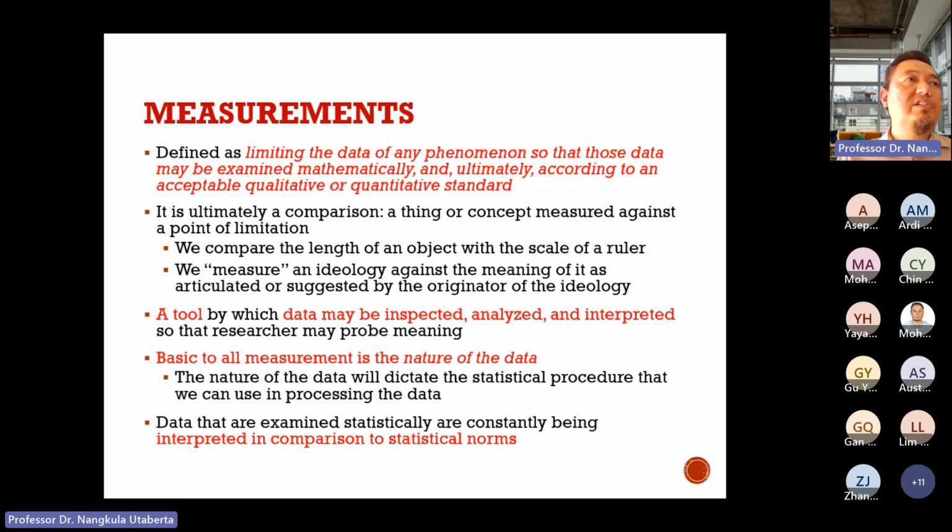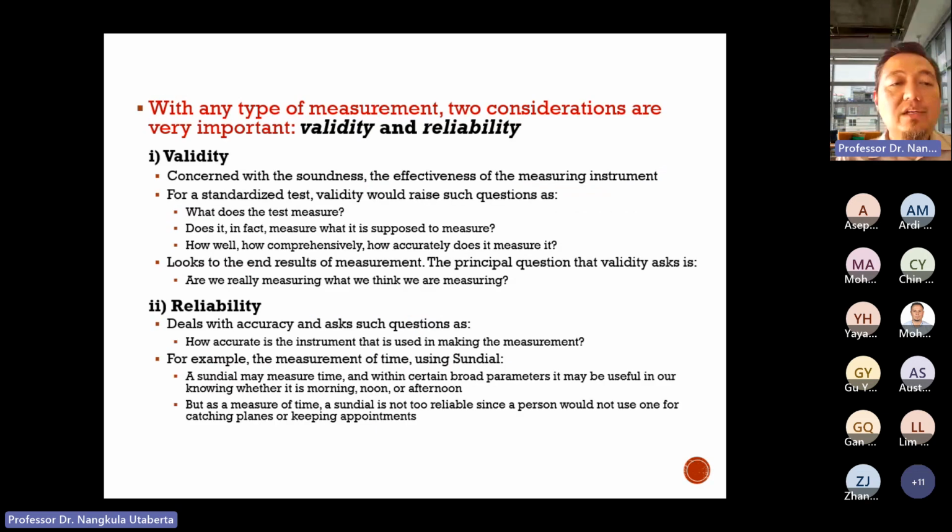But as I said, the basis of all measurement is the nature of the data. It has to be measured, though not in the sense that, when we talk about engineering or experimental work, we are looking at very exact measures. Social science also has a certain level of measurement, so that you know which level the data you gather is at. That's very important.